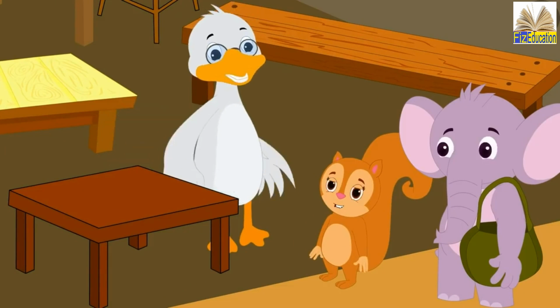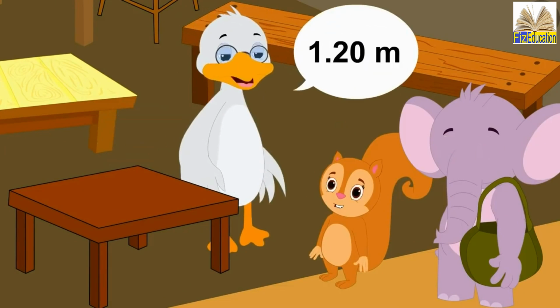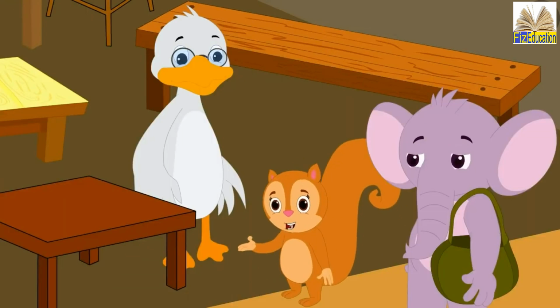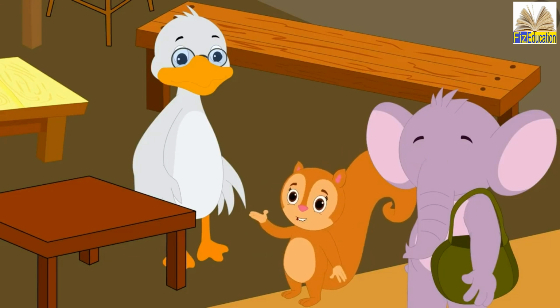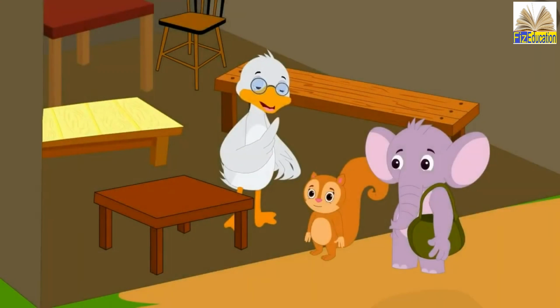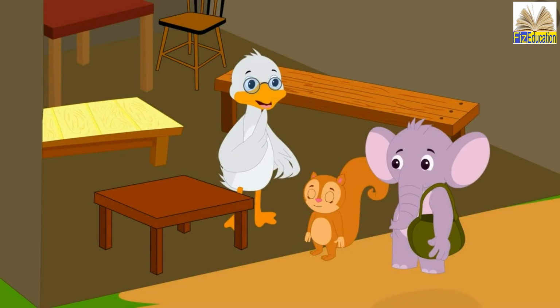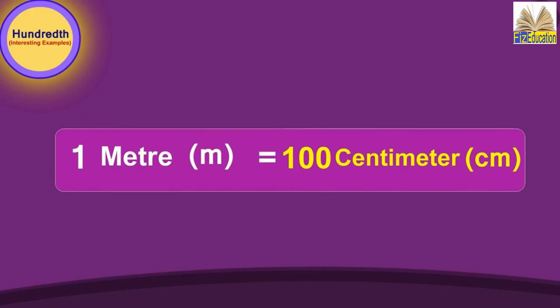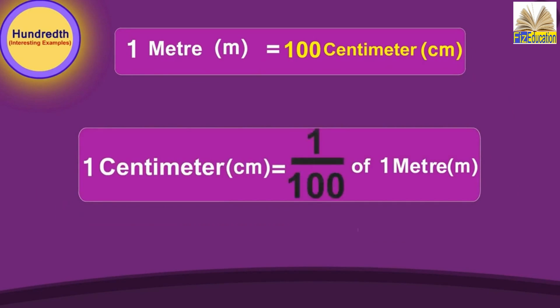This table is 1.20 meters long. Uncle told Chanda. How many meters would that be, Uncle? I didn't understand anything. Asked Chanda. Chanda dear, I will explain to you. Tell me, how many centimeters is 1 meter? 100 centimeters. Exactly. It means 1 centimeter is 100th part of a meter.